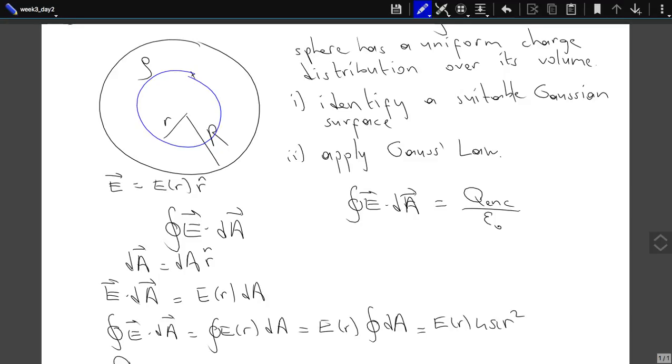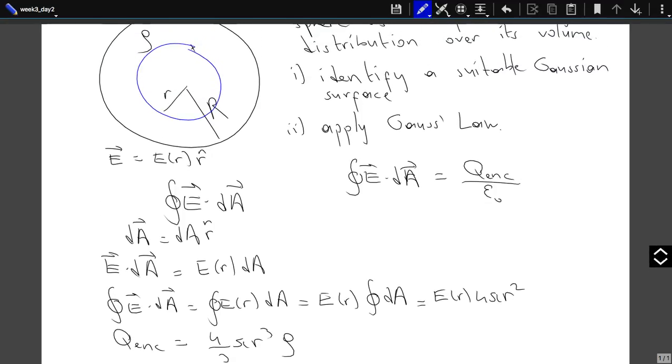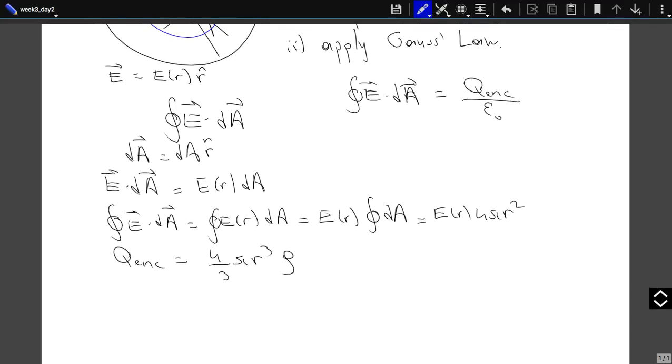So here we have a volume. What is the volume of this sphere? 4 over 3 pi r cubed. That's the volume. We know the charge density. So Q enclosed will be 4 over 3 pi r cubed times rho. This is the enclosed charge by our Gaussian surface, this blue sphere over there. We have this imaginary surface. Inside of it there is a charge distribution with a charge density rho. And all the volume inside our sphere has this much charge.